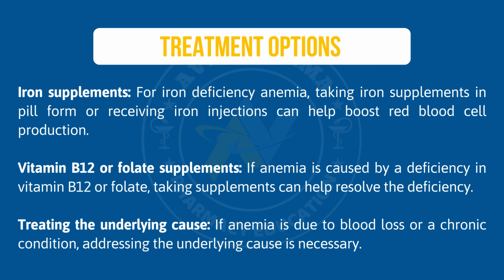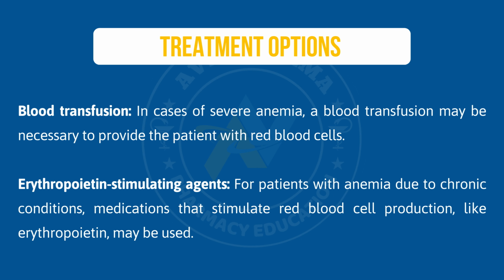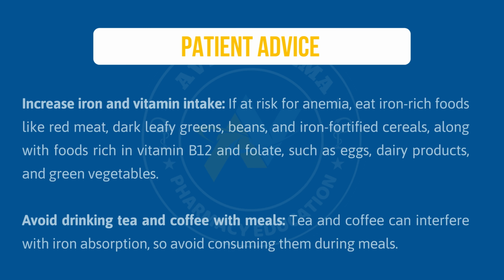Treating the underlying cause. If anemia is due to blood loss or a chronic condition, addressing the underlying cause is necessary. Blood transfusion. In cases of severe anemia, a blood transfusion may be necessary to provide the patient with red blood cells. Erythropoietin-stimulating agents. For patients with anemia due to chronic conditions, medications that stimulate red blood cell production, like erythropoietin, may be used.